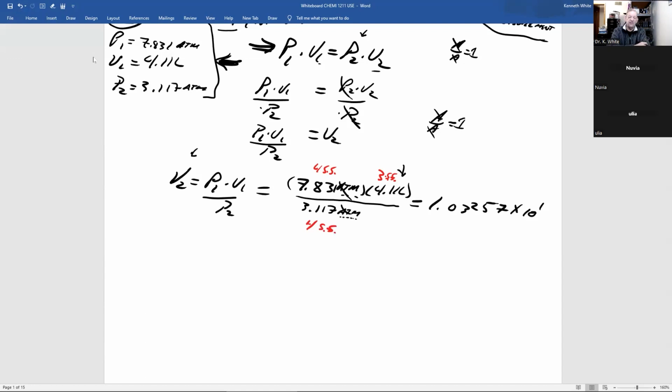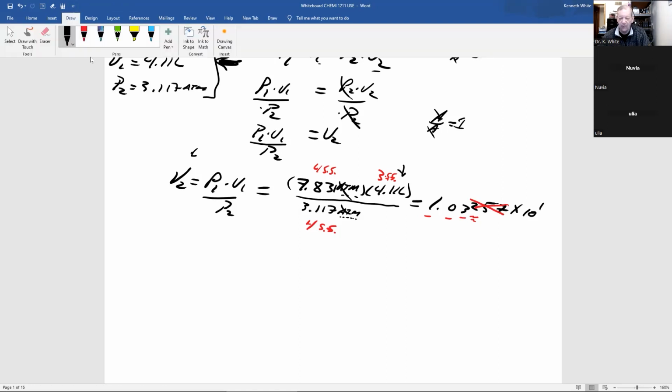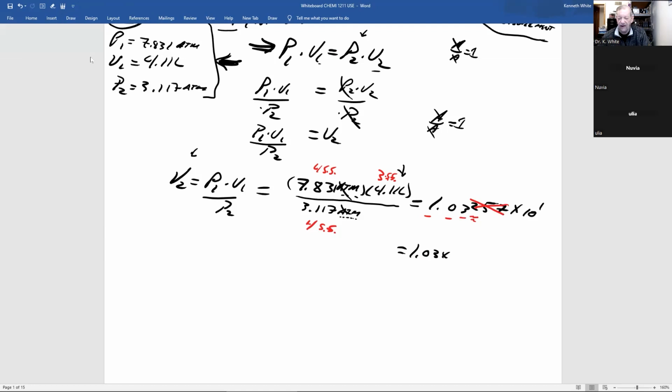And the question is, what's the smallest number? And hopefully we pick 3. So we have to round this off to 3. Keep the 1, keep the 0, keep the 3. Use the 2 to round off. Is that 4 or less or 5 or higher? It's 4 or less, so I drop all this. And the correct answer would be 1.3 times 10 to the first liters. And that's how you use Boyle's law.